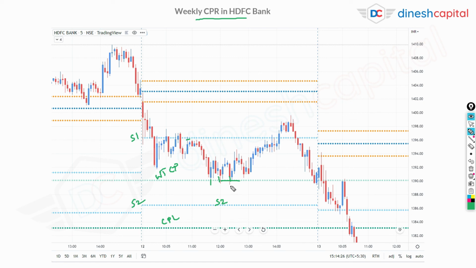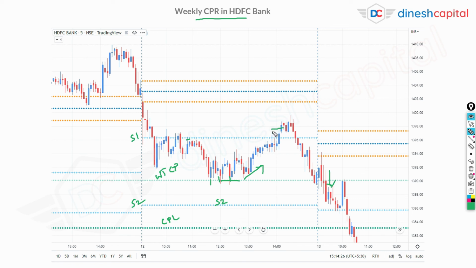As the momentum is not there, the price faced reversal and then went upside. So reversal happened instead of a breakout. But on the next day, it broke the weekly CPR level with full conviction. If we had not marked this level, you would have taken a short position here. Your stop loss would have hit because you would have obviously placed stop loss above the S1 position.